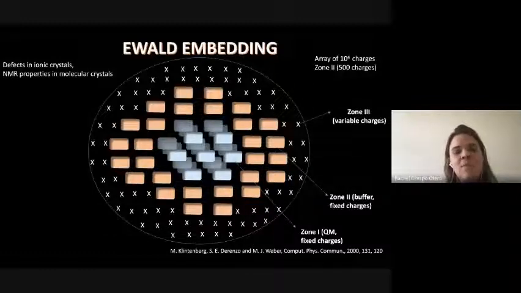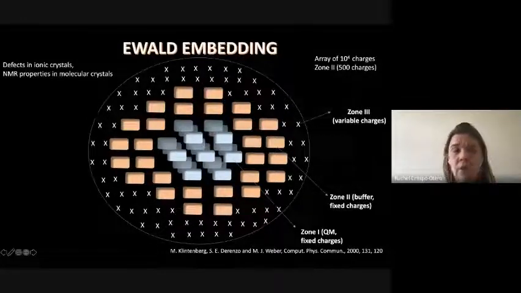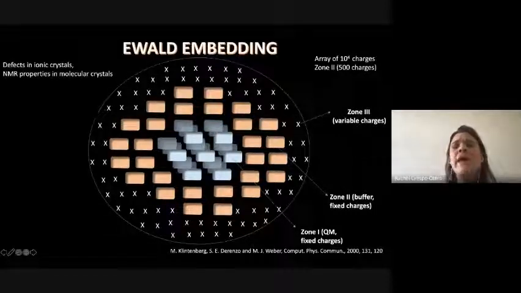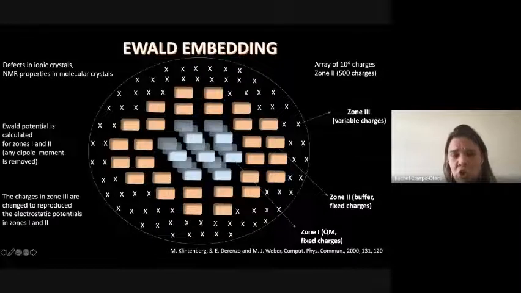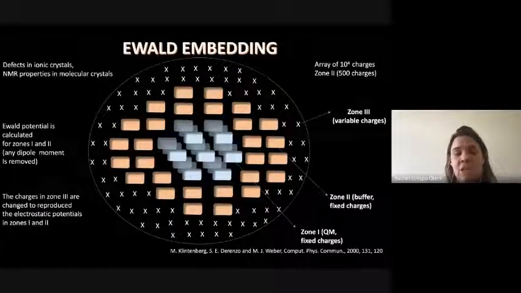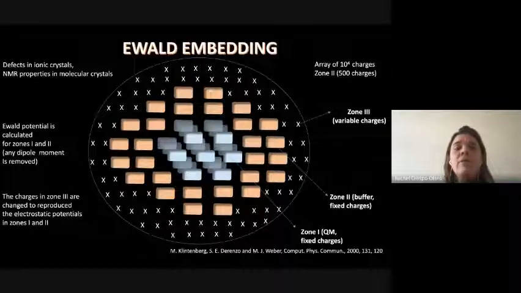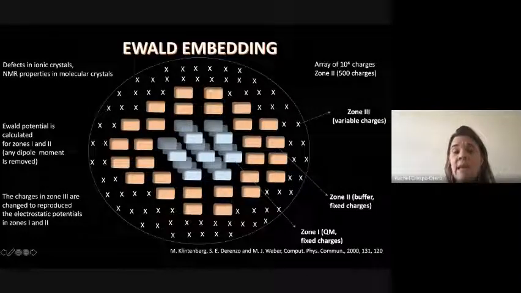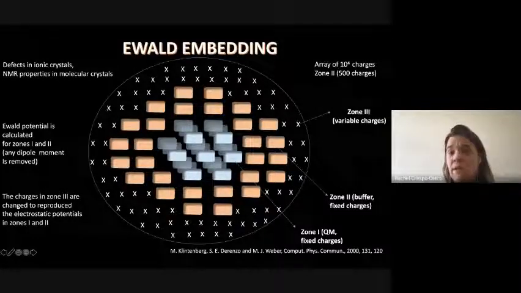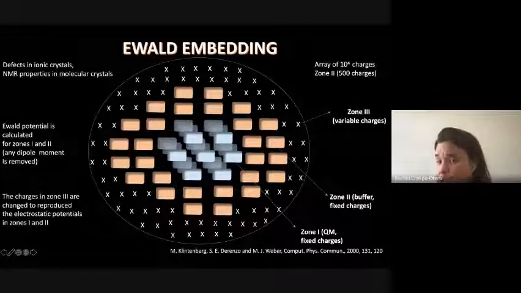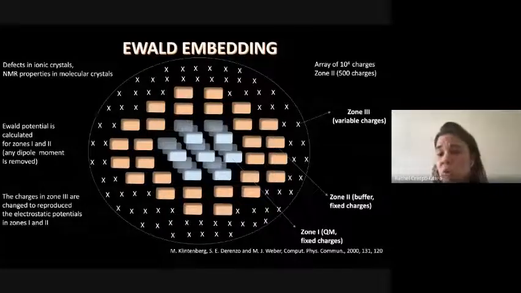So in this way, we combine the localized description of the excitation in a region of the crystal, and at the same time, we consider the effect of the interaction with the long-range charges that you have in the crystal. In practical terms, this is done by choosing a cluster and choosing three regions in the cluster. In the central region is where the excitation happens. It's what we call zone one.